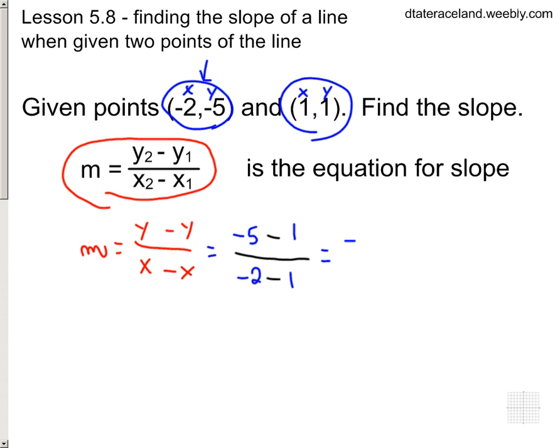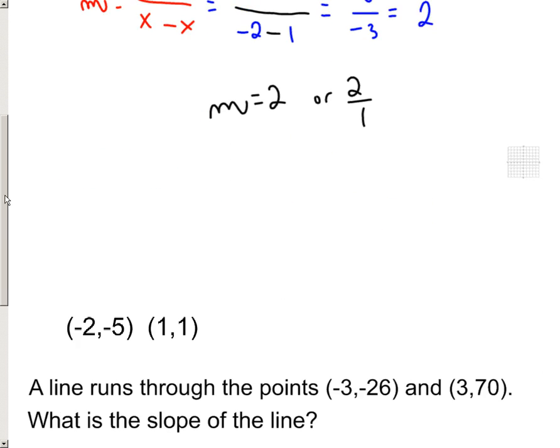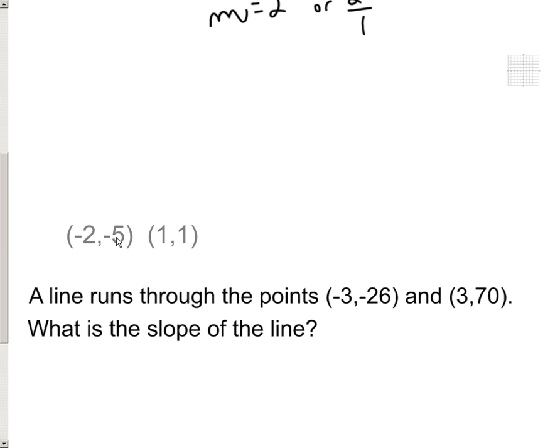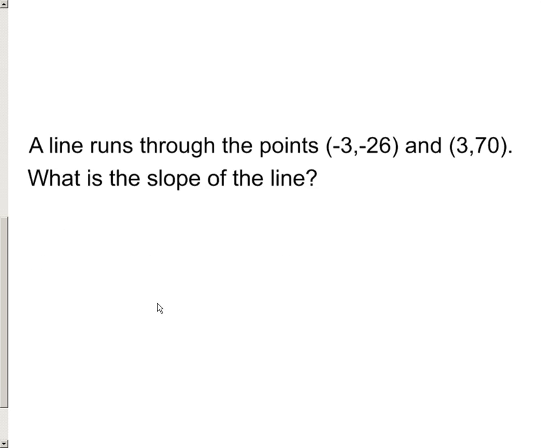-5 minus 1 is -6. -2 minus 1 is -3. And -6 divided by -3 is +2. So my slope is +2, or you could write it as a fraction 2/1. Okay. Let's go through and do one other, and this is more the example of why we use this equation.